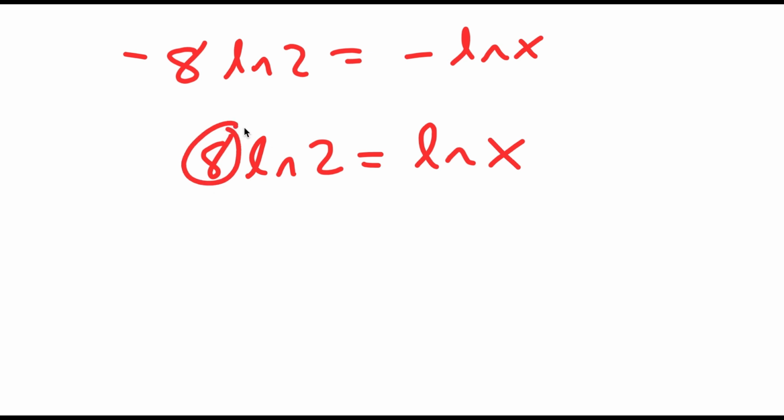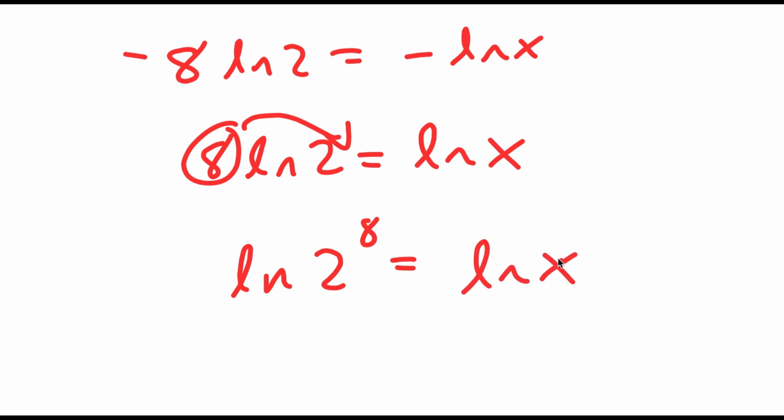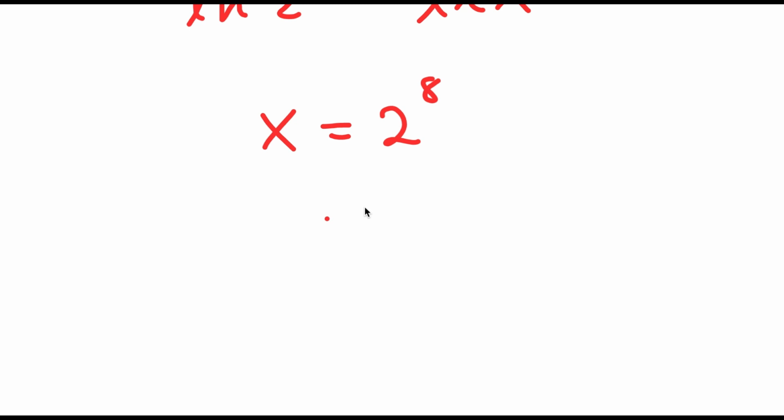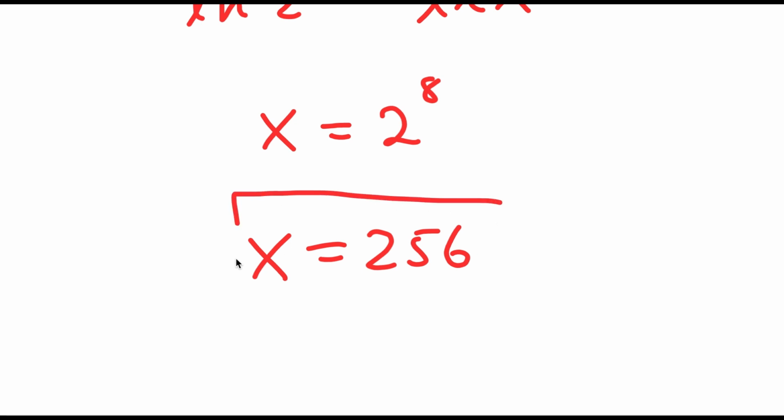And now I can move the 8 back to the front. So I get ln 2 to the power of 8 is equal to ln of x. And this means that x is equal to 2 to the power of 8. 2 to the power of 8 is equal to 256. So x is equal to 256. So that is the second method.